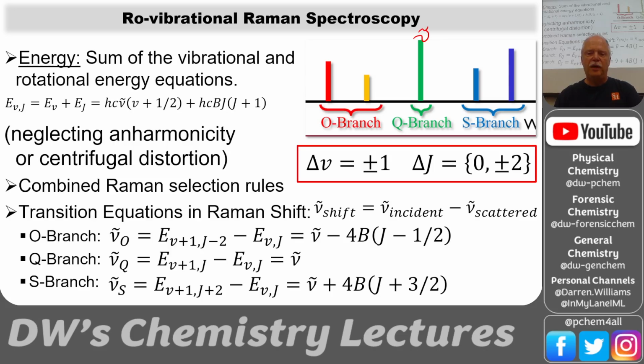And then let's put in for the S branch, it's 0 to 2. So we're going to start at 0. So we have 0 plus 3 halves. So 3 halves times 4. Let's just take that 4 and multiply by the half. So we end up with 2. 2 times 3 is 6. So this should be 6B above, or higher wave number, from the vibrational line. So 6B spacing.